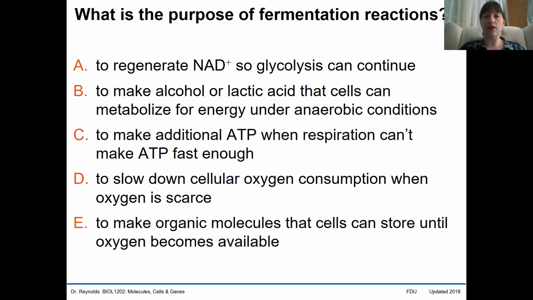So tell me in Socrative, what is the purpose of fermentation reactions? Pause here so you can have more time.